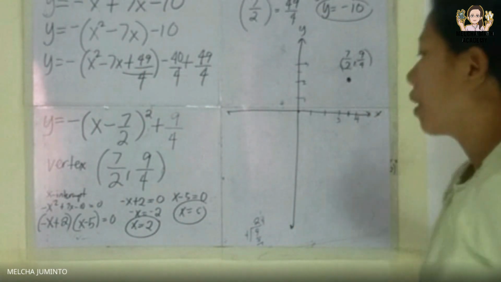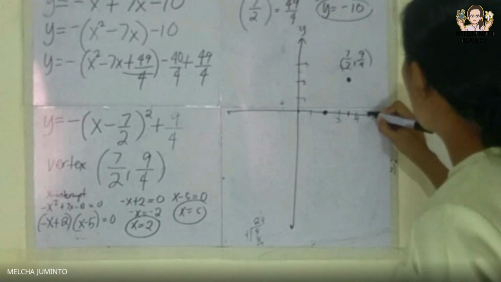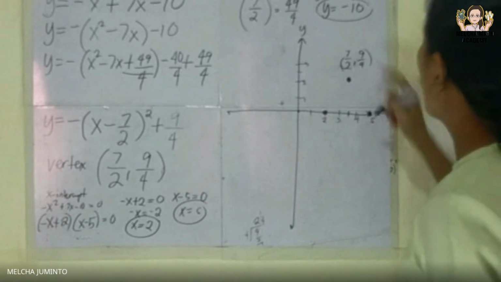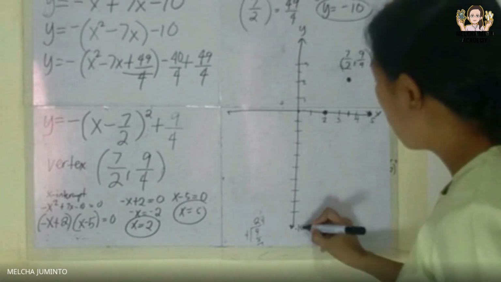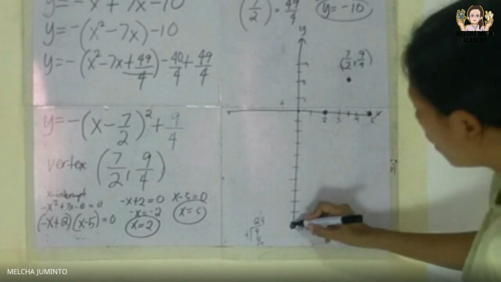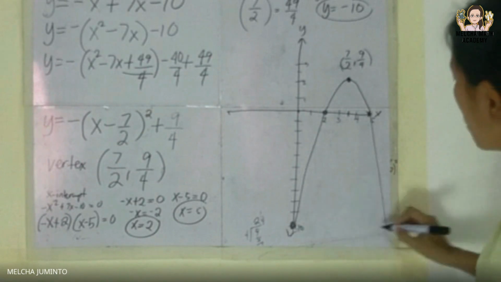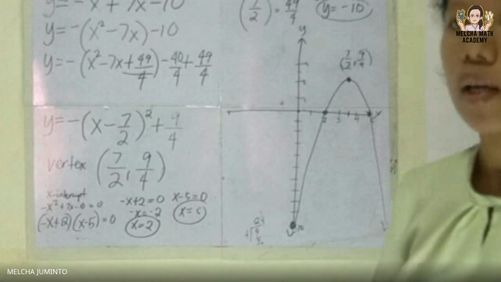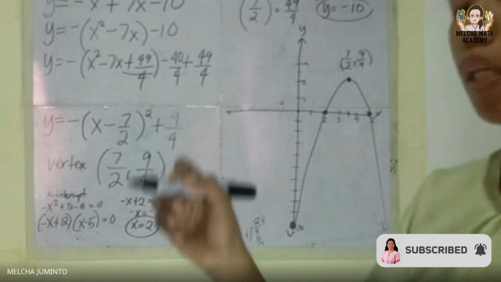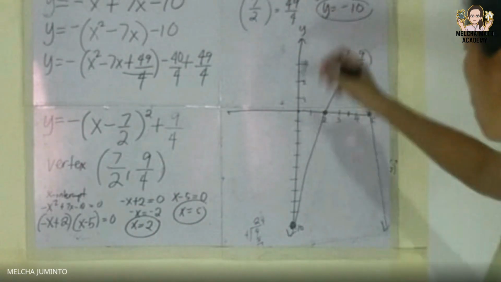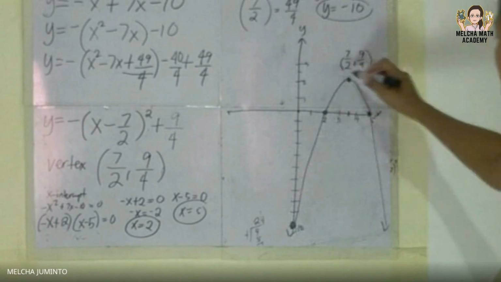This is the vertex. Next, the x-intercepts, 2 and 5. This is 2, this is 5. Y-intercept, negative 10. 1, 2, 3, 4, 5, 6, 7, 8, 9, 10. This is negative 10. Connect those 4 points. Okay. So you can see the graph opens downward. You can only connect those 4 points if you will be drawing a curve that is opening downward. It's impossible to connect all points using an upward curve. It will always be downward.